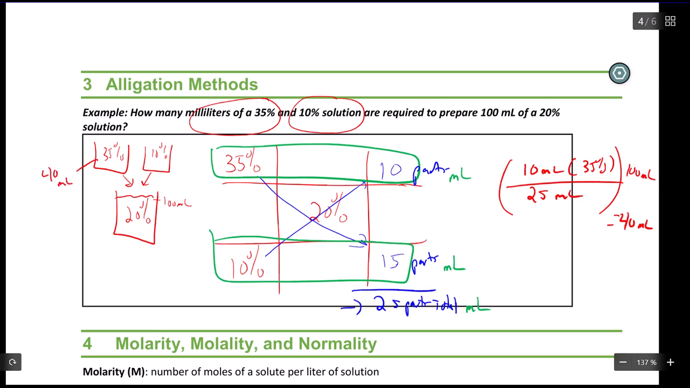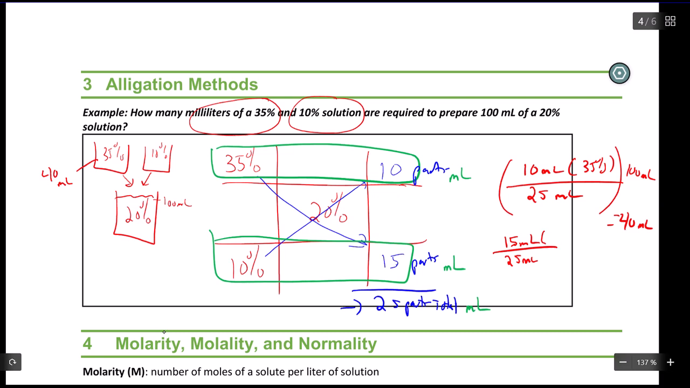How much of the 10% do I need? I do the same thing. This is telling me that I need 15 mLs every time I'm going to make 25 mLs total. This is 15 mLs of the 10%.